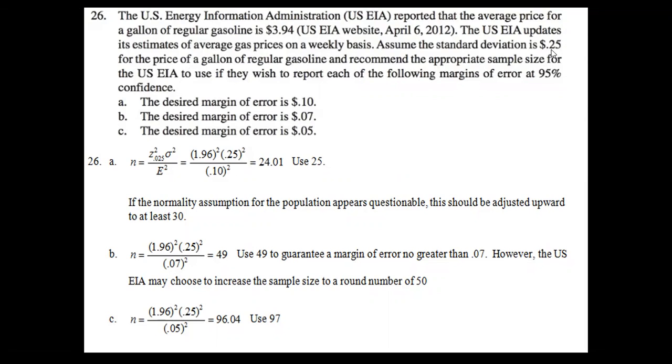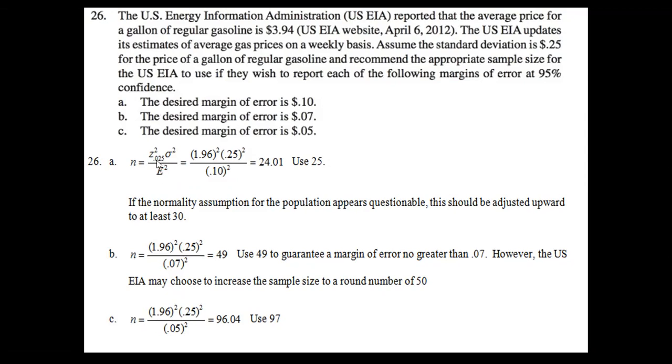Assume the standard deviation is that and recommend the appropriate sample size for the USEIA to use if they wish to report each of the following margins of error at 95% confidence. So margin of error of 0.1, 0.07, and 0.05. So what we're going to do is use this nice little equation here. n is equal to z 0.025 squared, sigma squared over e squared. That's the margin of error.